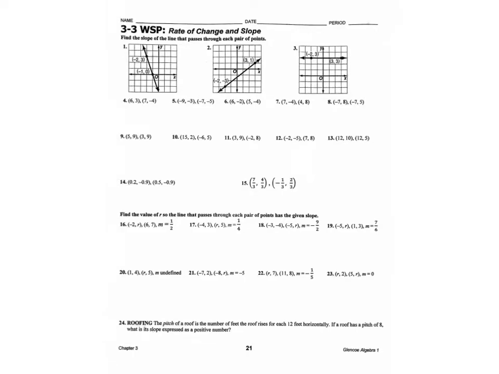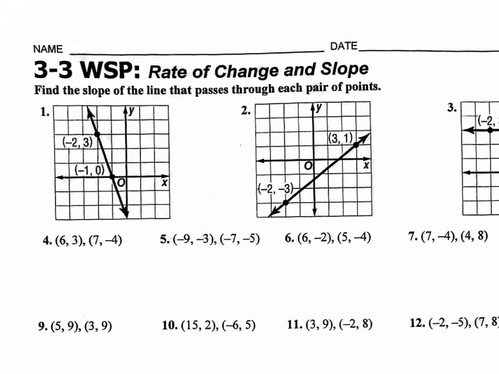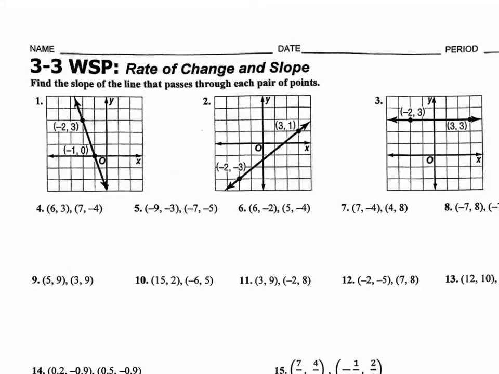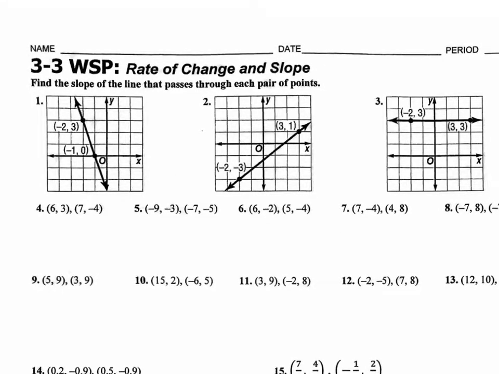So let's make a video on the homework. Which one would you like to see? Numbers 1, 2, or 3? 2. On any one of these, you see how they give you the coordinates, -2, 3, and -1, 0?